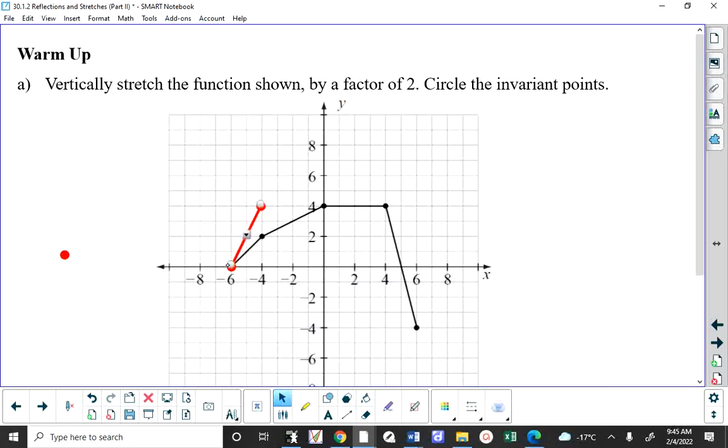And I move on to the next point, which is this one. This point is 4 units away from the x-axis. So if I stretch it vertically by a factor of 2, it will be 8 units away. And then we can connect the points and add another piece to the transformed graph.